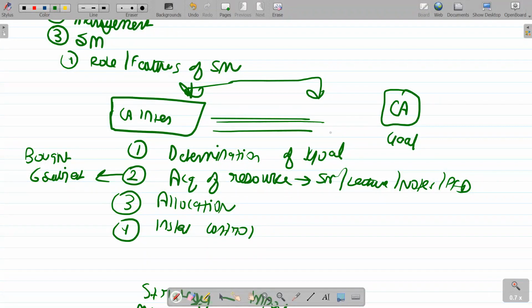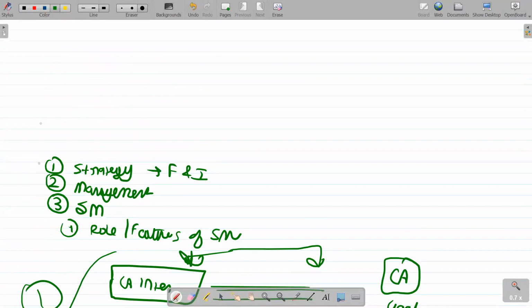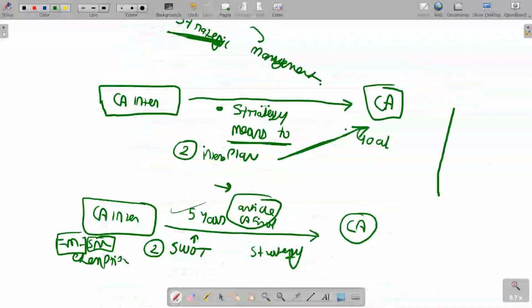In other words, we can also say that this is one part of role and features of strategic management. Now we will go to the other part.